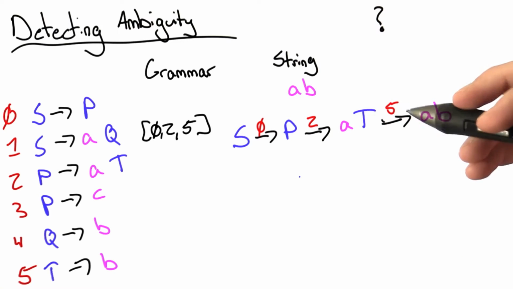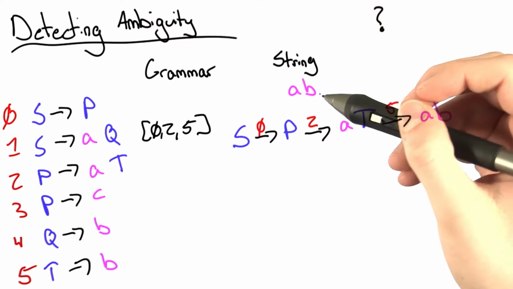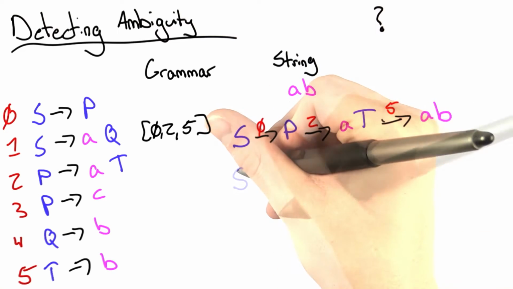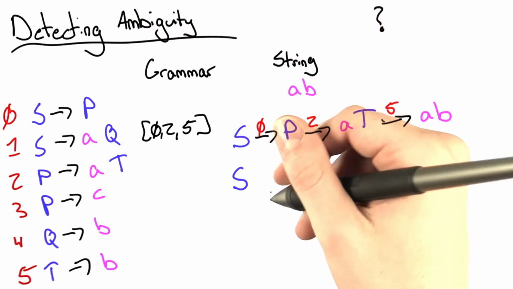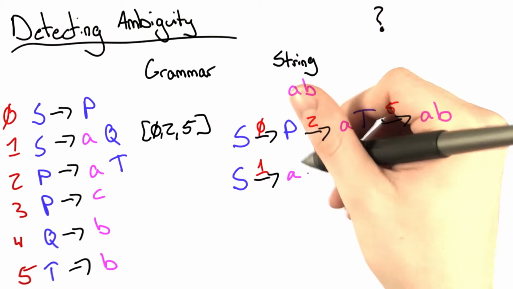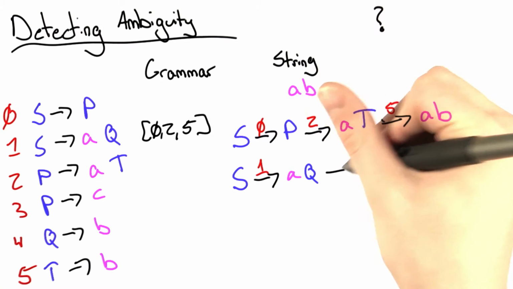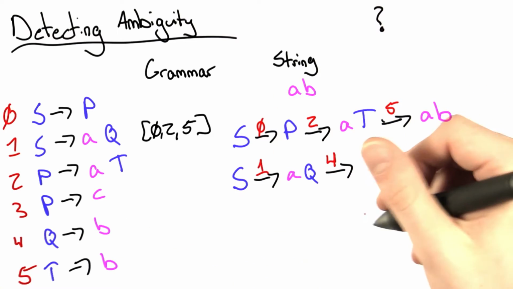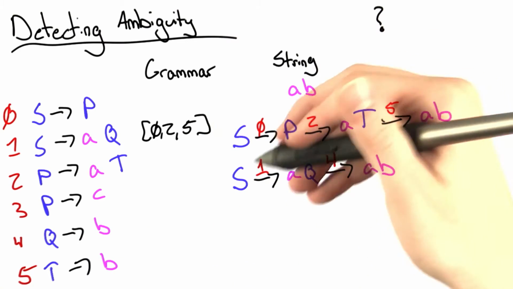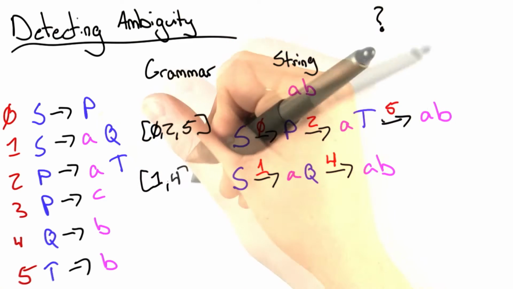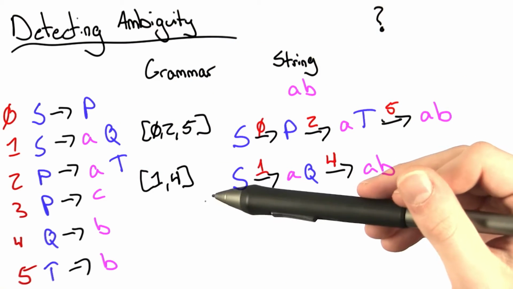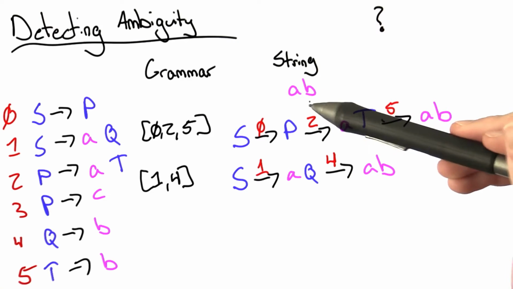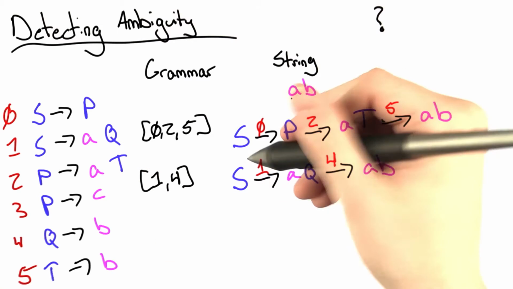Now, to determine whether or not the grammar is ambiguous with regard to this string, I need to try and find another derivation. So if I take rule 1 instead of rule 0 starting from S, that gives me AQ. From AQ, I can take rule 4. Rule 4 goes to B, giving me AB. So the derivation is 1, 4. So I found two derivations. These are two very different derivations for the string AB under this grammar, starting from S.